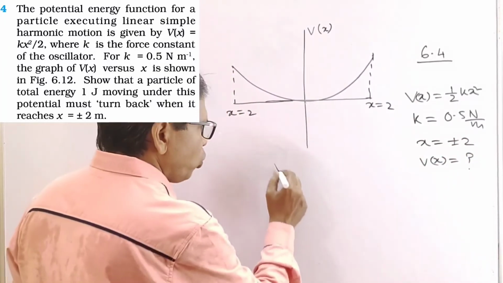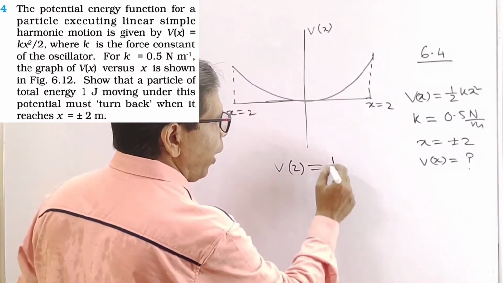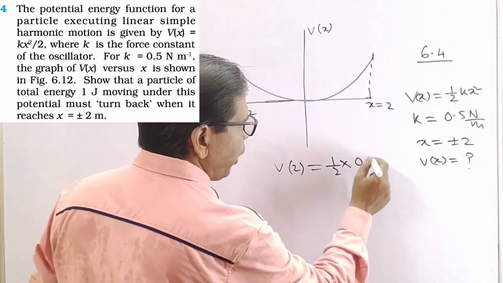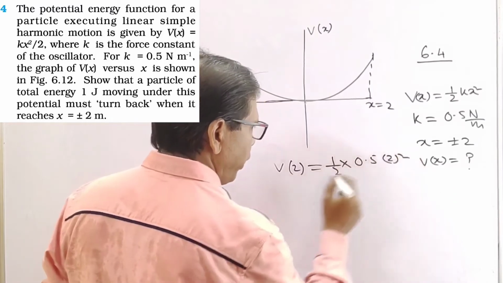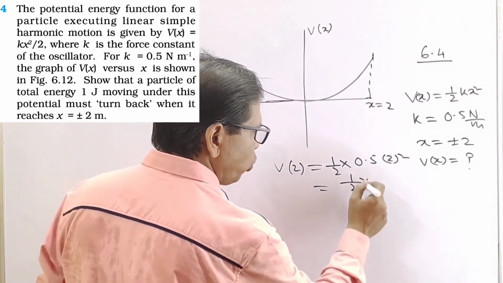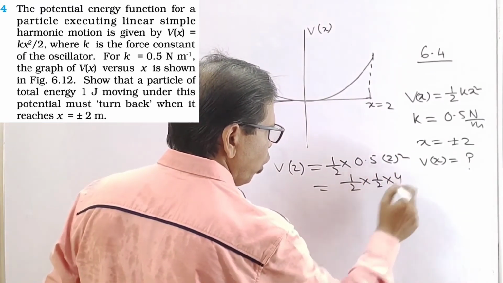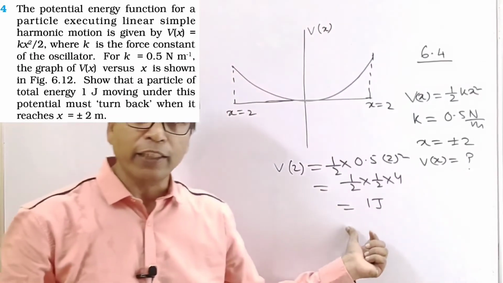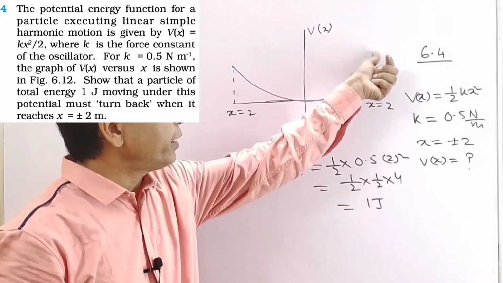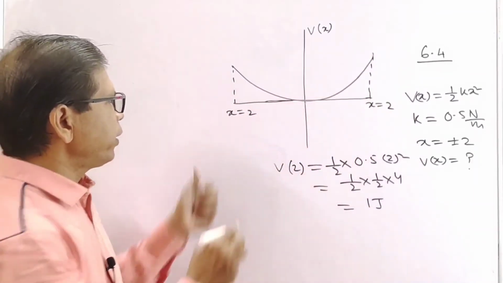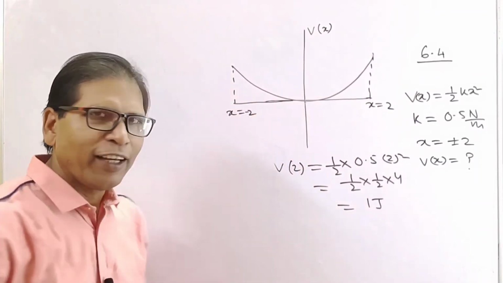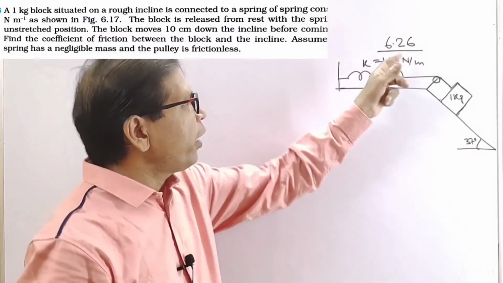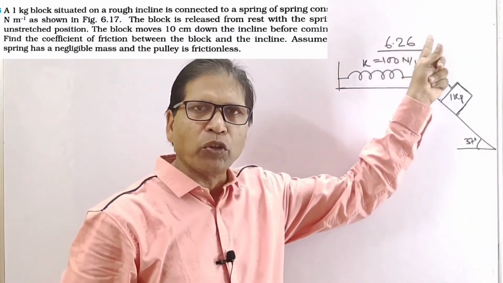Now put the value. So here V is equal to half k x squared. k is 0.5, x is 2. Okay, so look at this, it is 1 by 2 into half into 4. So this is 1 joule. So maximum potential energy is equal to 1 joule at x equals 2 meter or x equals minus 2 meter. Okay, next.